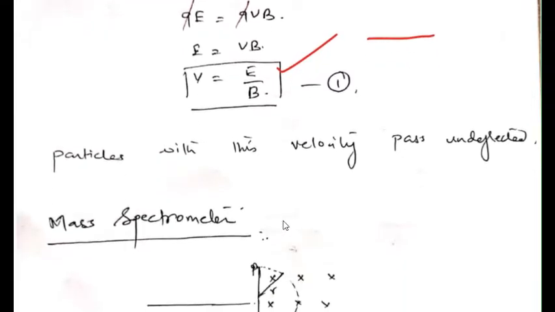So a particle with this velocity will pass undeflected. It will move neither up nor down towards the plates. It will move straight in a horizontal path towards the detector. So this is the first application of a magnetic field.